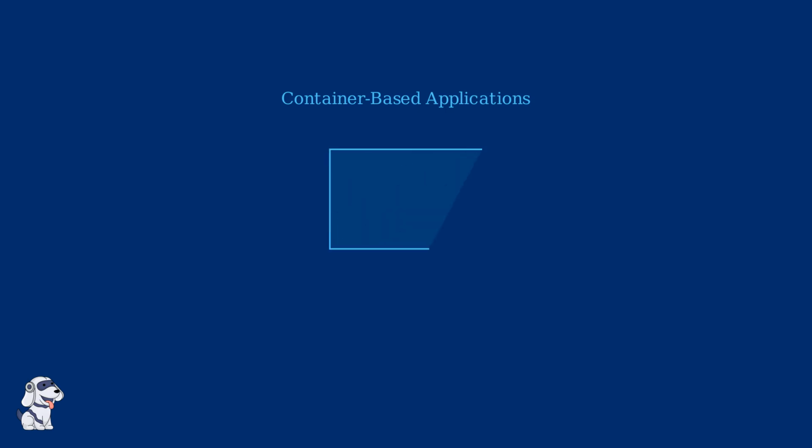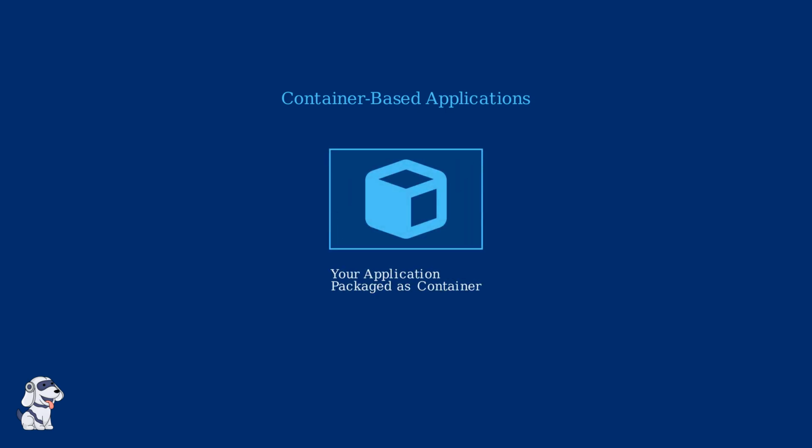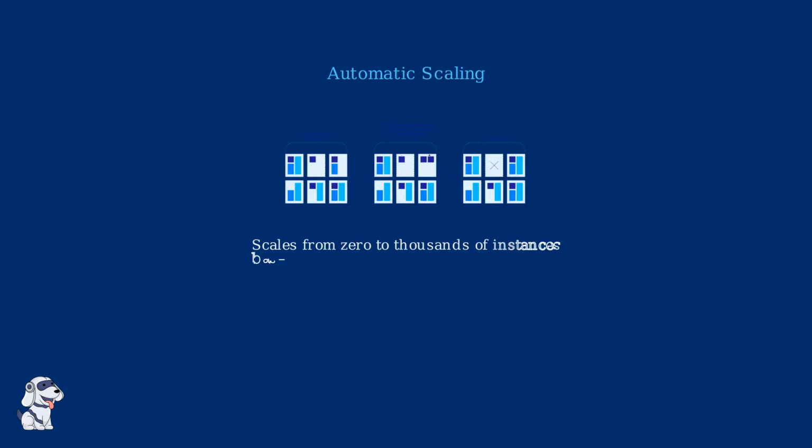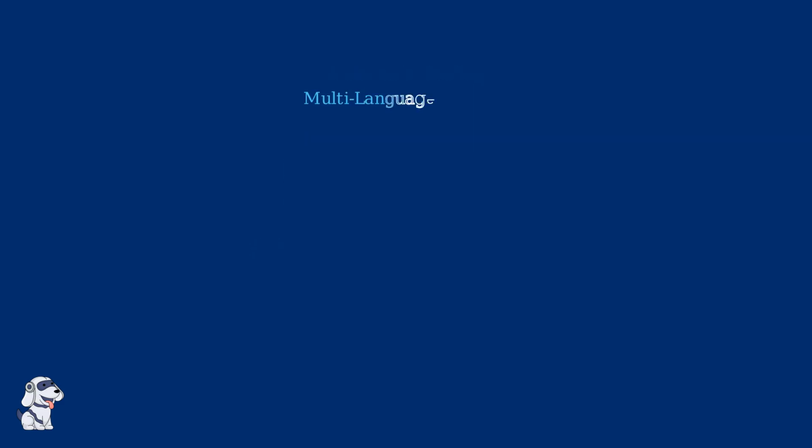Cloud Run requires your applications to be packaged as container images. This ensures portability and compatibility across different environments. Cloud Run automatically scales the number of container instances in response to traffic patterns. It can scale to 0 when there's no traffic and rapidly scale out to thousands of instances when needed. Cloud Run supports multiple programming languages, including Go, Node.js, Python, Java, .NET Core, and Ruby. You can use your preferred language and framework.